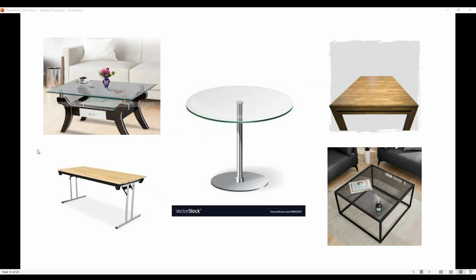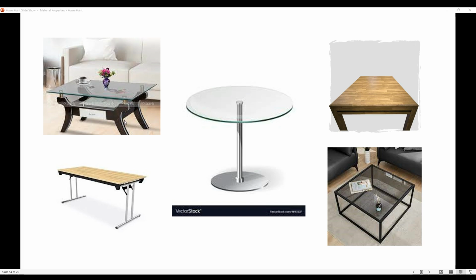What do we see here in the picture? We see different types of tables. Are they made of the same material? No, they're made of different materials. What is this table made of? Made of metal. This table is made of wood. This table is made of wood and glass. This table is made of metal and wood, while this one is made of glass and metal.